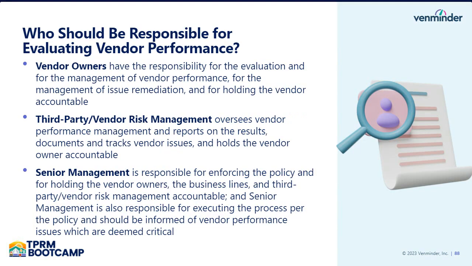Who should be responsible for evaluating vendor performance? Well, vendor owners. They're responsible and accountable for effectively managing vendor performance, managing issues and their remediation, and holding the vendor accountable. As they say, the buck stops here with vendor owners for performance management. Third-party management, or vendor risk management, oversees the vendor performance management process. This team is responsible for ensuring that results are documented, issues are tracked, and vendor owners are accountable. And last, senior management is responsible for confirming the policy is enforced and that vendor owners and their third-party management or vendor risk management teams are doing their jobs.